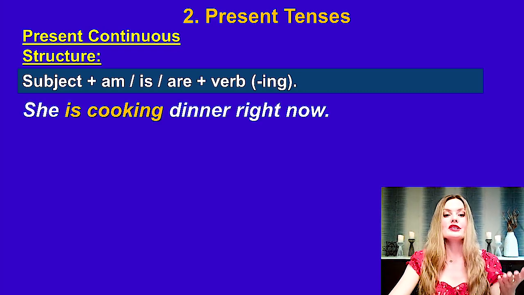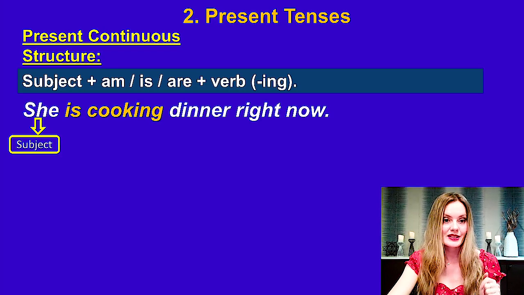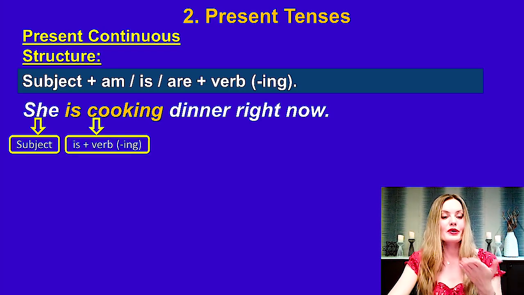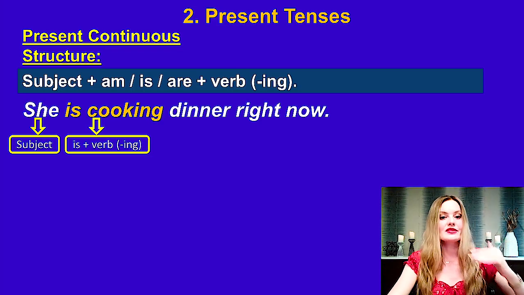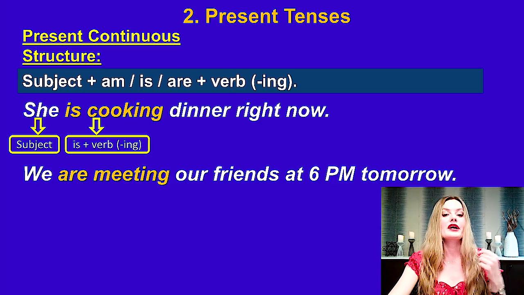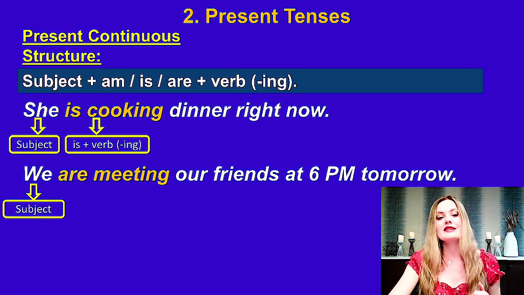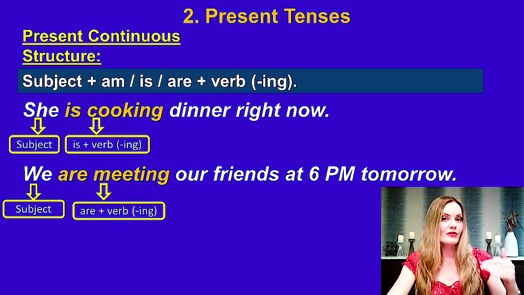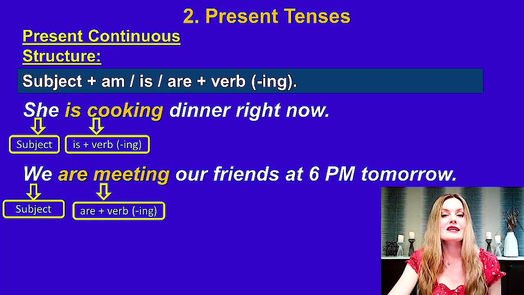For example, she is cooking dinner right now. "She" is the subject. "Is cooking" is "is" plus verb with -ing. She is cooking dinner right now. Or, we are meeting our friends at 6 p.m. tomorrow. "We" is the subject. "Are meeting" is "are" plus verb with -ing. We are meeting our friends at 6 p.m. tomorrow.